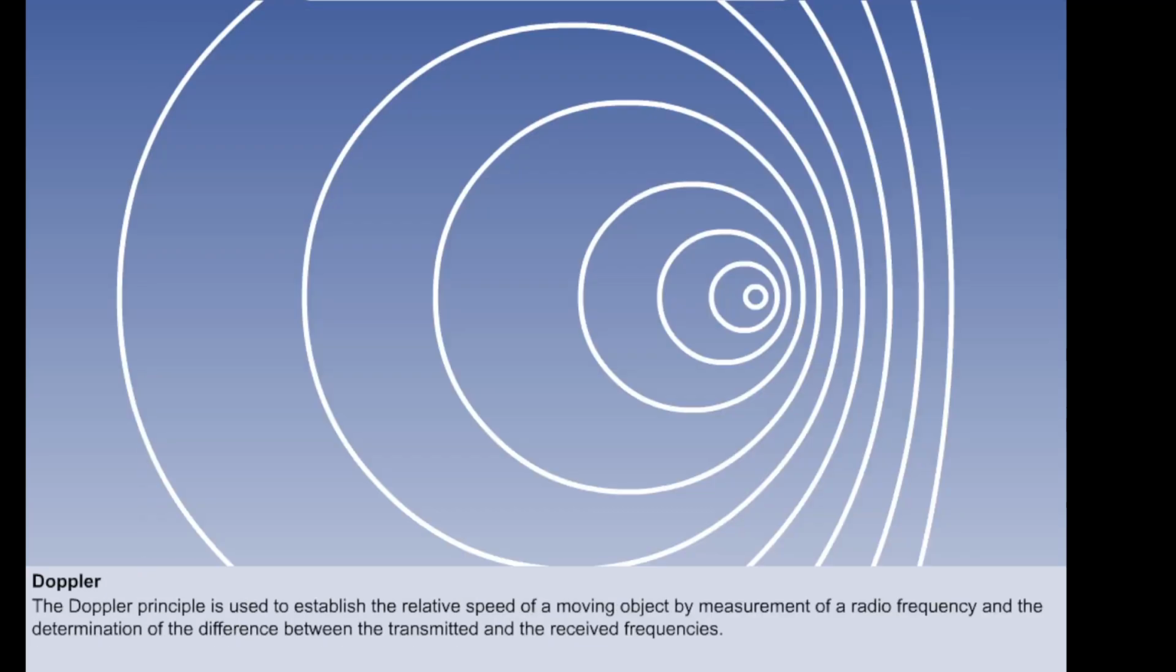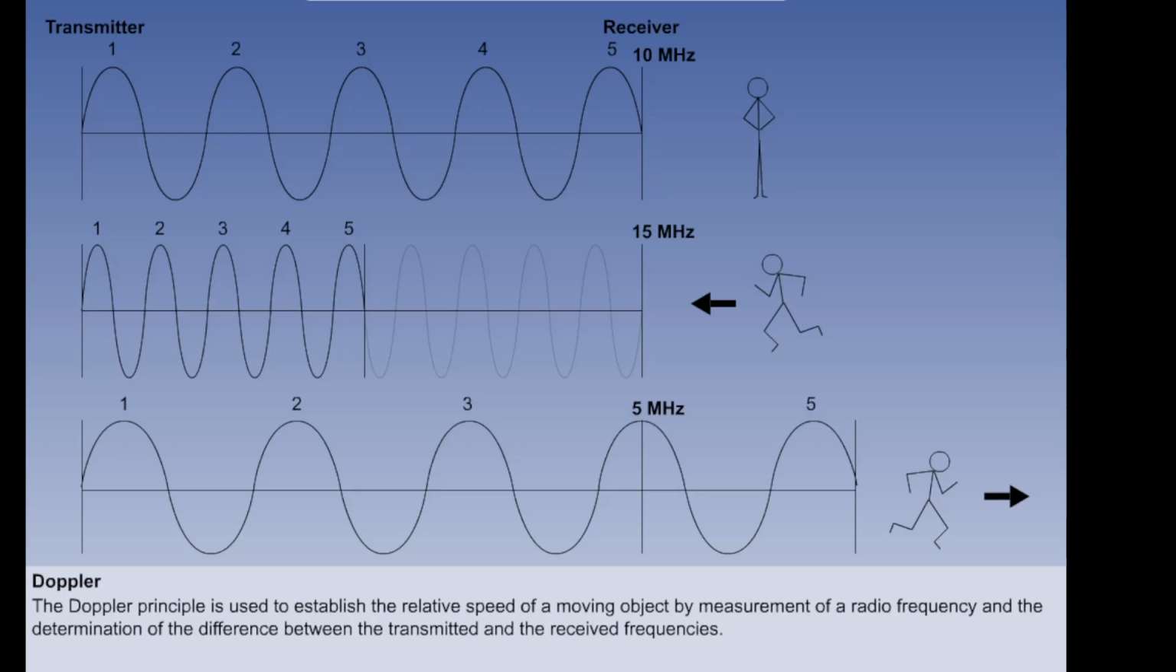Let's summarize this lesson. The Doppler principle is used to establish the relative speed of a moving object by measurement of a radio frequency and the determination of the difference between the transmitted and the received frequencies. We looked at the principle on which it operates. The faster the speed, as objects converge, the higher the frequency, or pitch in the case of sound waves. Similarly, the faster the speed, as objects diverge, the lower the frequency or pitch. This difference is known as Doppler shift.